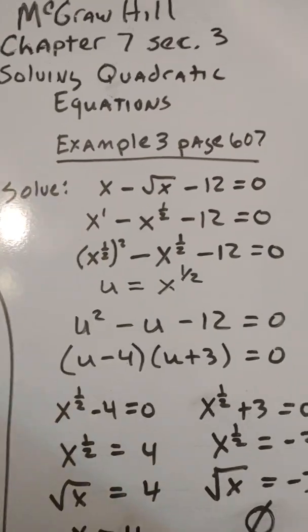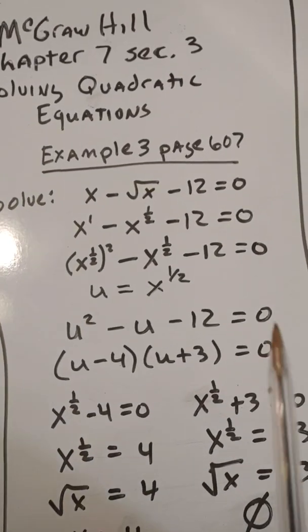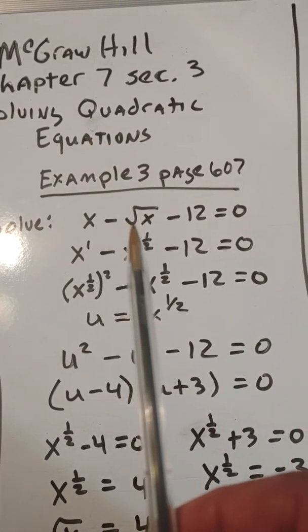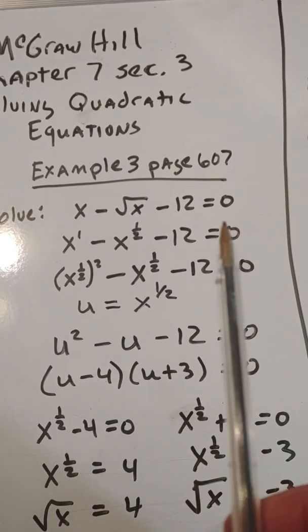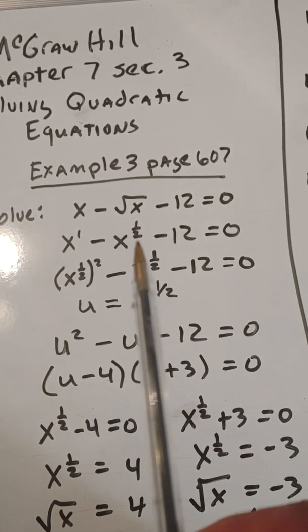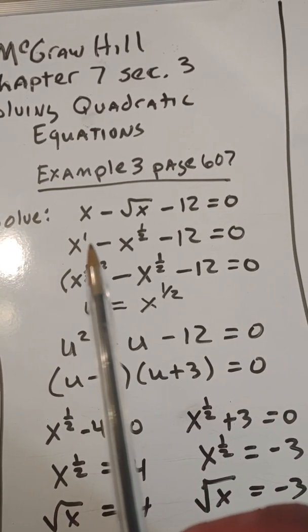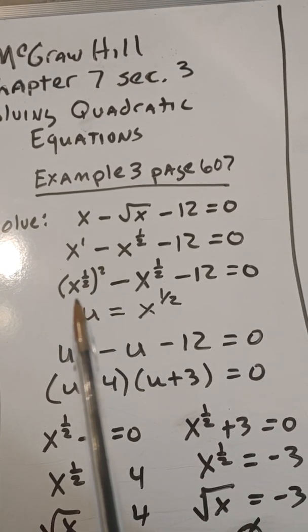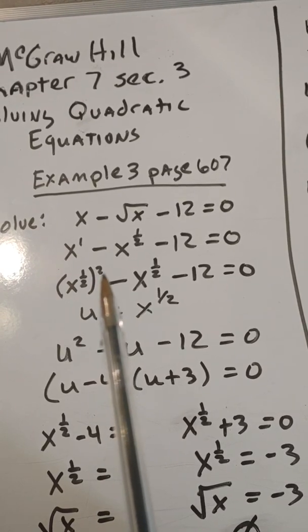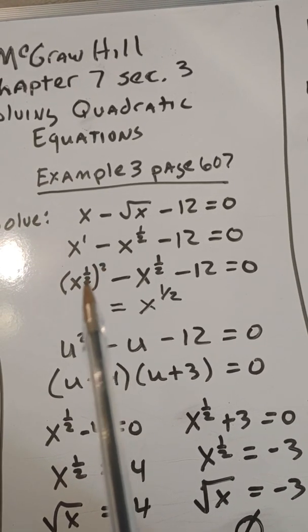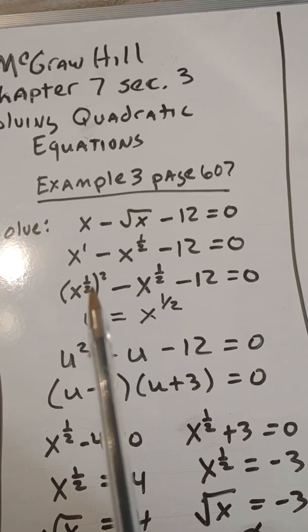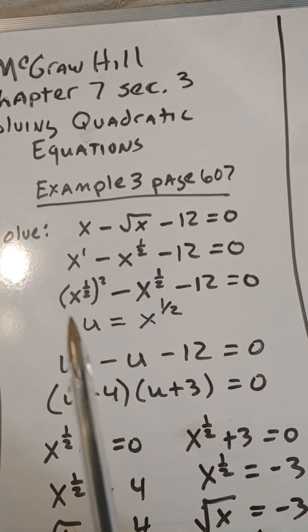Coming here, this is example 3, page 607. We have x − √x − 12 = 0. Well, you know the square root of x is the 1/2 power. So what we're going to do is put this as 1/2 power. Instead of x to the first, we're going to write (x^(1/2))². This power rule says if we raise an exponent to another exponent, we multiply. Well, 2 times 1/2 is 1.